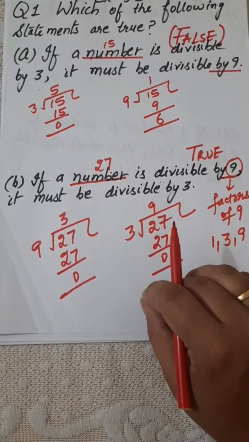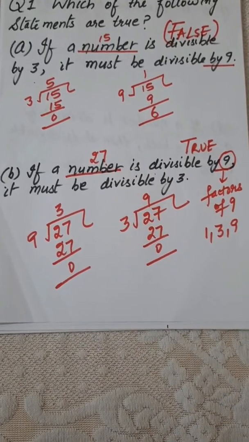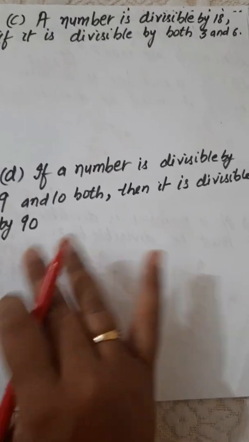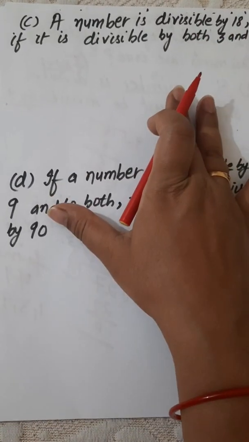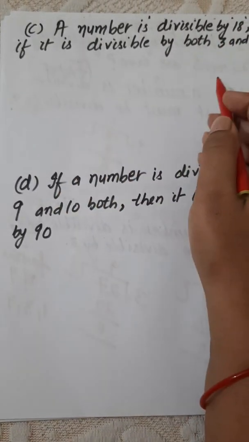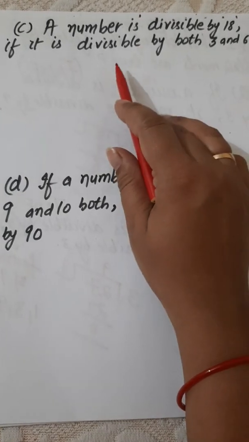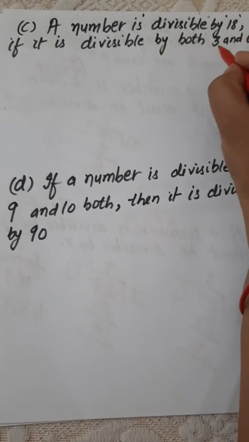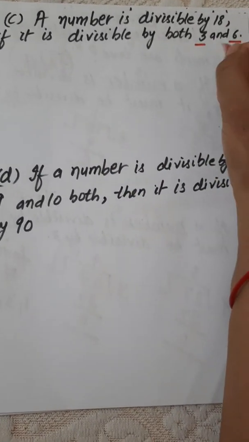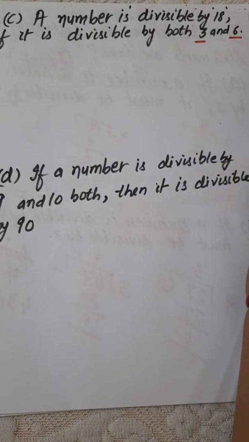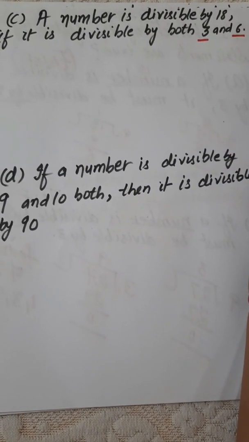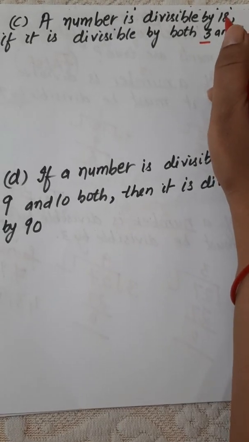So that B statement is a true statement. So next, the C part. Here we have a statement: if a number is divisible by 18, then it is divisible by both 3 and 6. As we know, 3 and 6 are not co-prime, because co-prime numbers are numbers which have only one as a common factor.